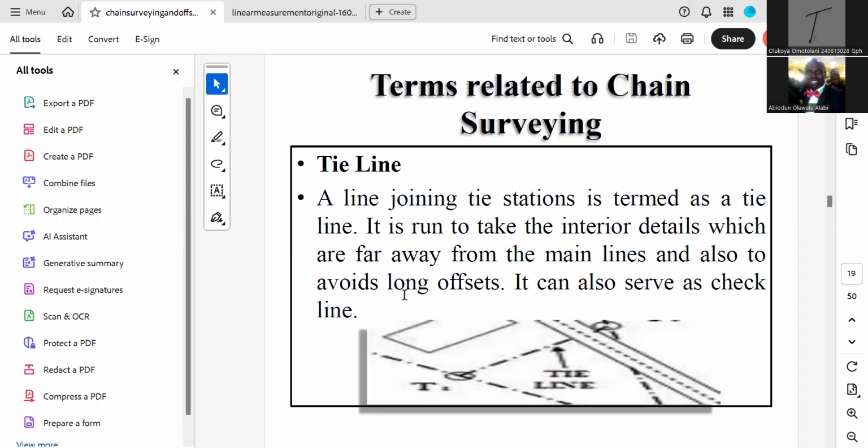Okay, to locate the interior, that is a major responsibility. It can be used as a check line, but a tie line is used to locate interior details within the said property. And for accuracy of the chain survey framework, know that it is the check line that is responsible for that.